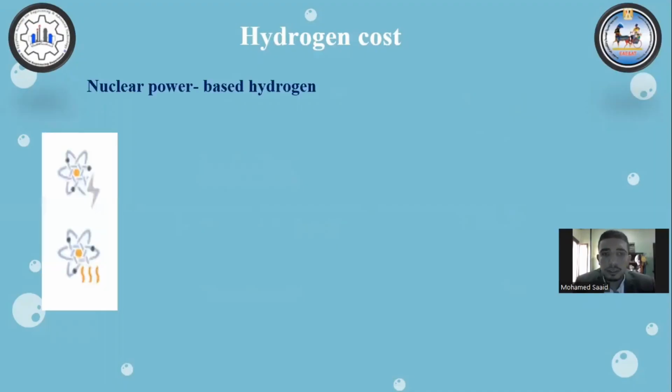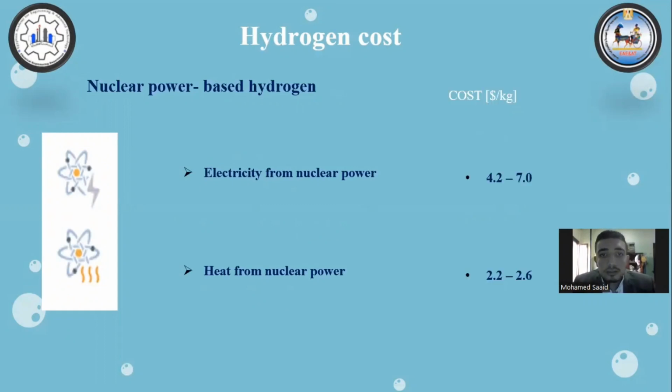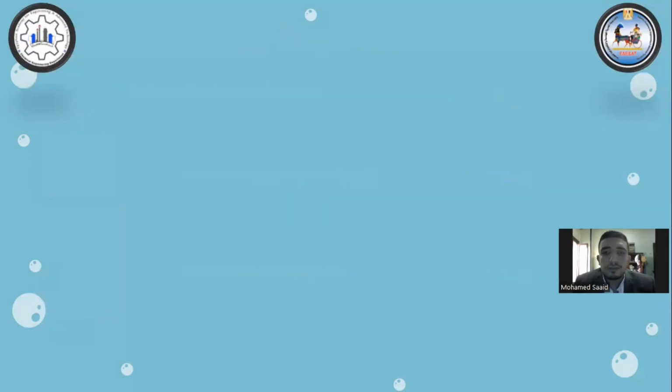Nuclear power-based hydrogen. When using electricity from nuclear power, it will cost $4.2 to $7 per kilogram of hydrogen. Using heat from nuclear power, it will cost $2.2 to $2.6 per kilogram.